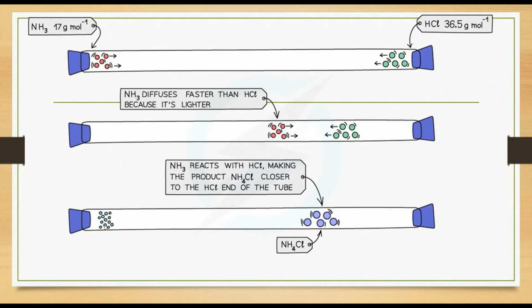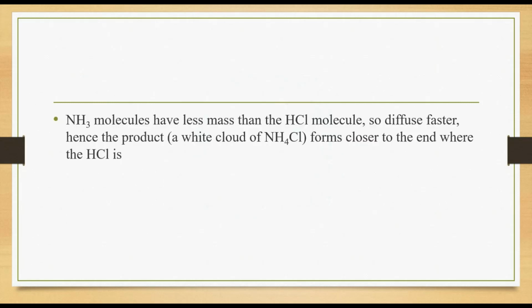If you see the last tube, you can see this white product is formed, but it's formed near the hydrochloric acid. Why? Because ammonia was lighter in mass, so it has traveled faster and hence further, whereas hydrochloric acid was heavier in mass, so it has traveled the least. This means the white precipitate, or the white product, will be formed near the hydrochloric acid. So you can see the conclusion.